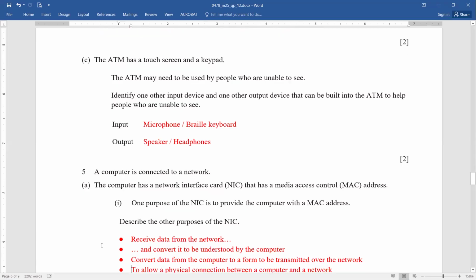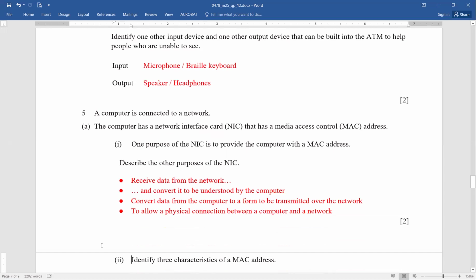Okay, question number 5. A computer is connected to a network. Part A. The computer has a network interface card, NIC, that has a media access control address, or a MAC address. One purpose of a NIC is to provide the computer with a MAC address. Describe the other purposes of the NIC. See, this is one that we have been told.